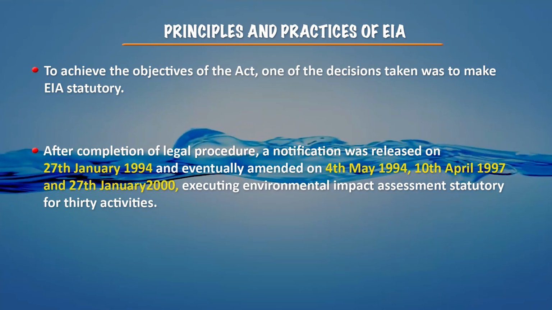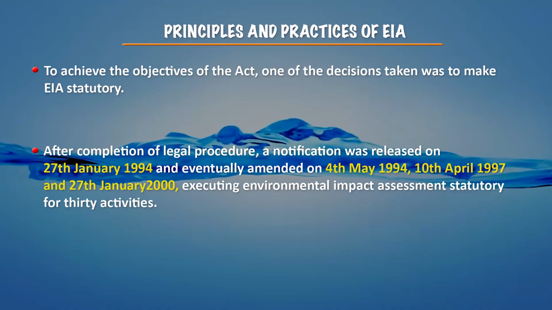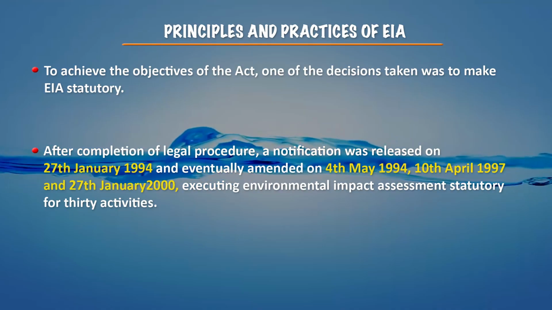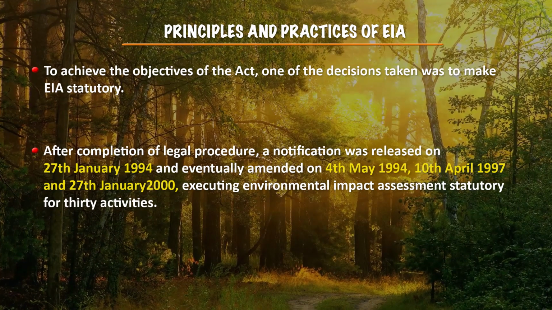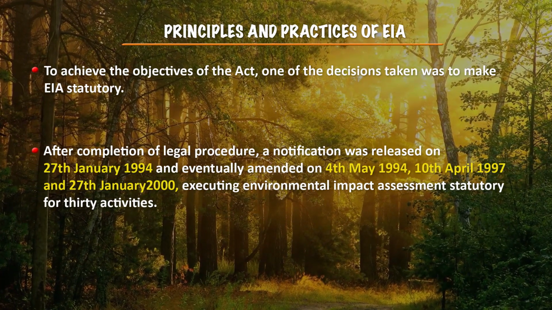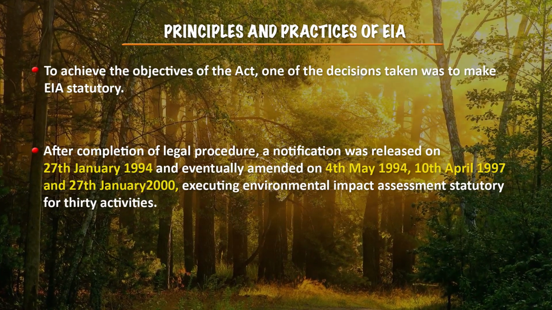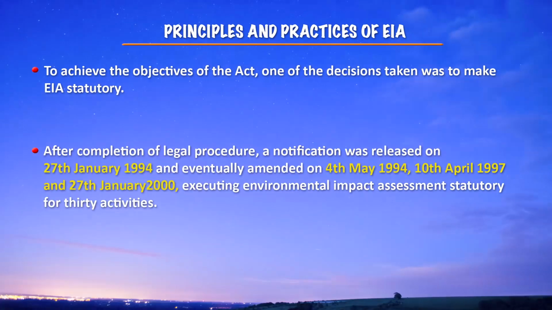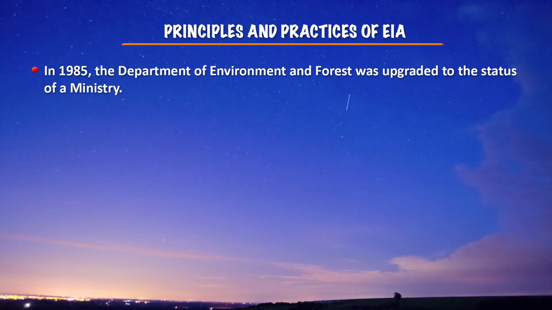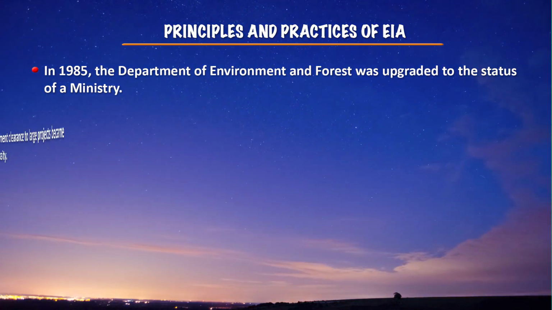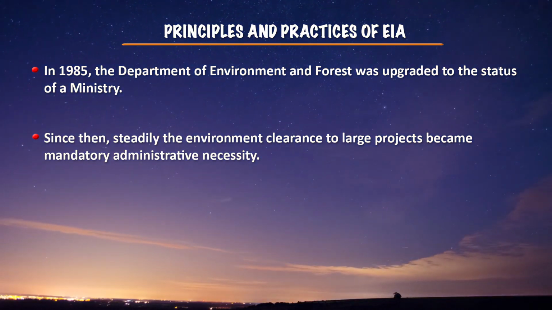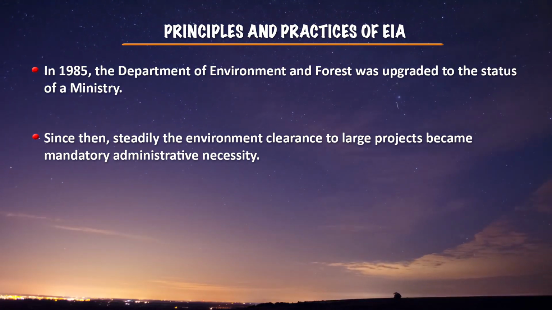After completion of legal procedure, a notification was released on 27th January 1994 and eventually amended on 4th May 1994, 10th April 1997 and also 27th January 2000, making environmental impact assessment statutory for 30 activities to begin with. In 1985, the Department of Environment and Forest was upgraded to the status of a ministry. From that point, environment clearance for large projects steadily became a mandatory administrative necessity.